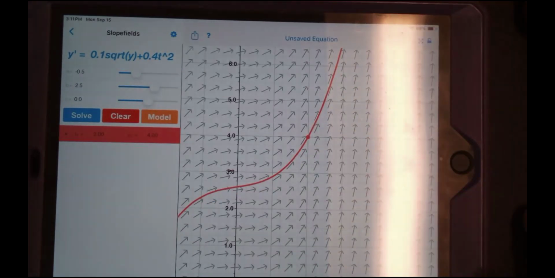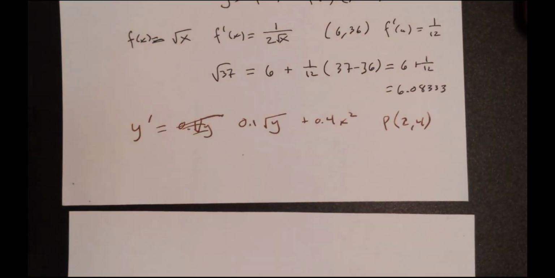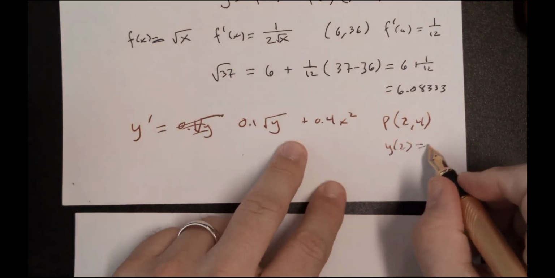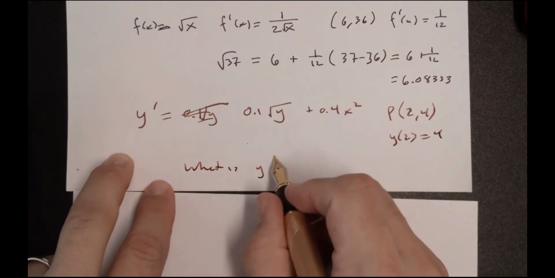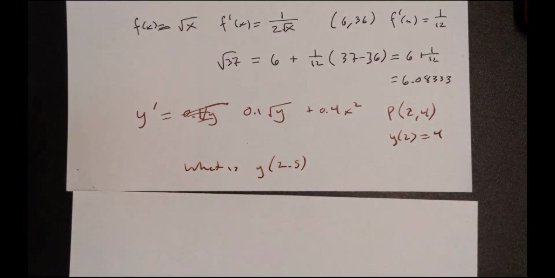What if instead of looking at this whole graph, I just needed to know what was going on at 2.5? I know what the value is when I'm at 2. This right here tells me that y of 2 is 4. I would like to know what is y of 2.5, without solving this, without this thing in front of me. How do I do this without the technology? Well, I draw a tangent line.